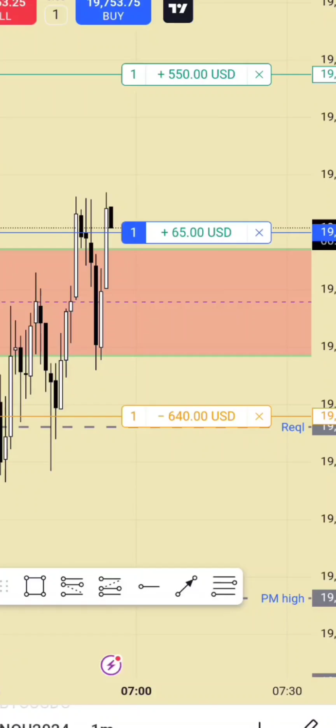So I watched the price there. It retraced down into the fair value gap, and I'm looking at the time at 6:55. Powell's going to speak in 5 minutes.